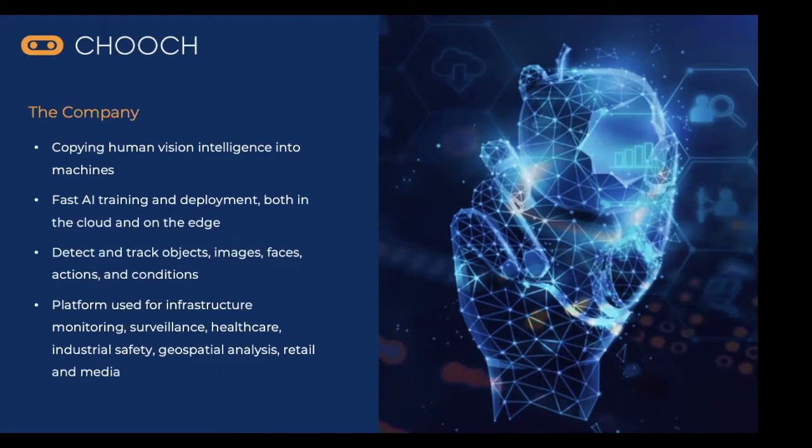So what do we do as Chooch AI? We detect things. I mean, that's really what this is about. It's about visual detection. And we're talking about detecting and tracking objects, images, faces, actions, conditions, and so forth. And it's an open platform that anybody can start using. And it's used currently for infrastructure monitoring, surveillance. We're using healthcare, industrial safety. We do a lot of geospatial analysis as well, retail and media. So it's kind of ubiquitous in that sense because it is a platform.